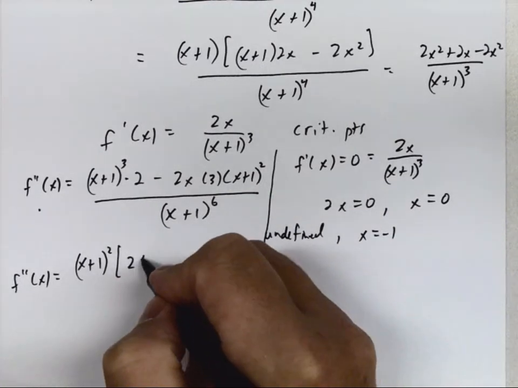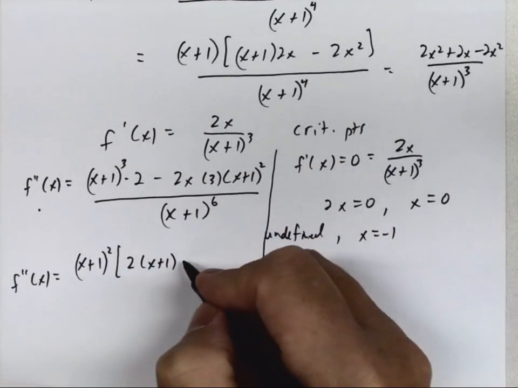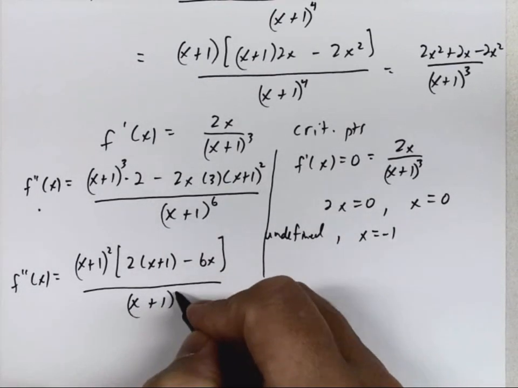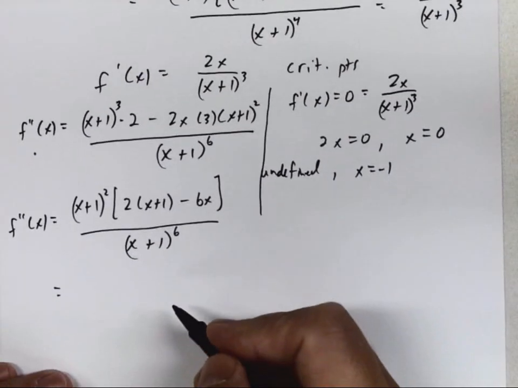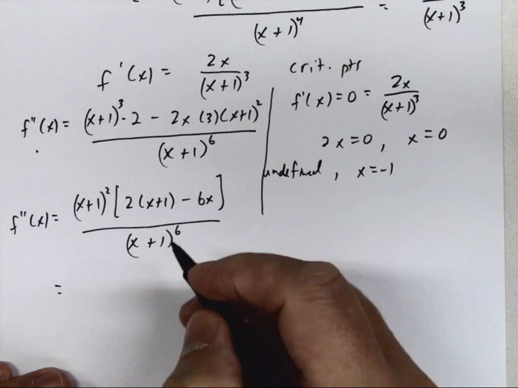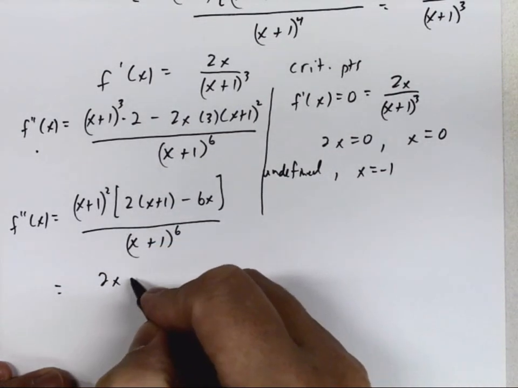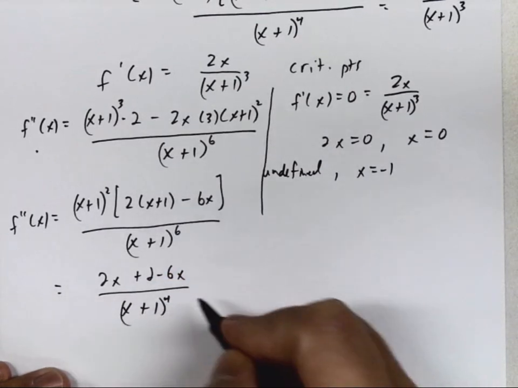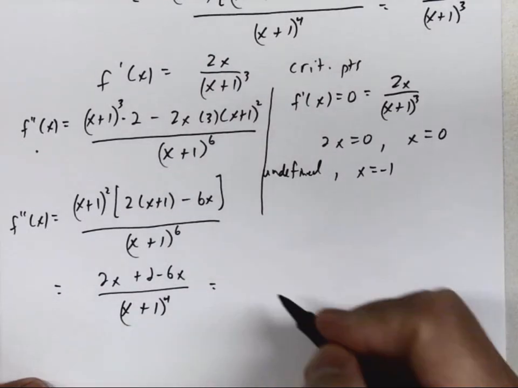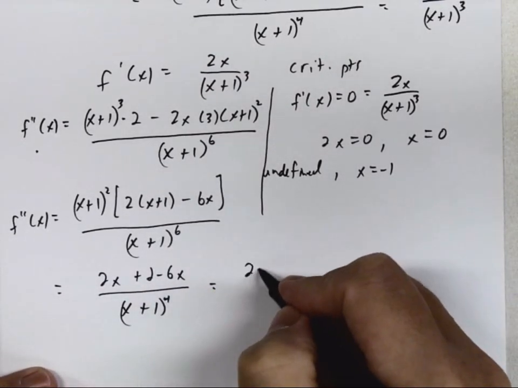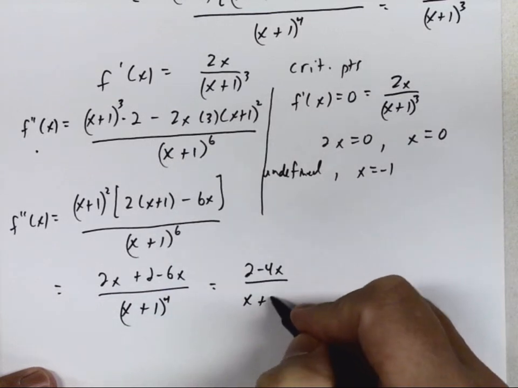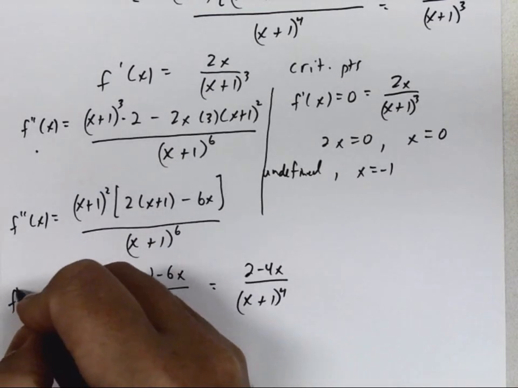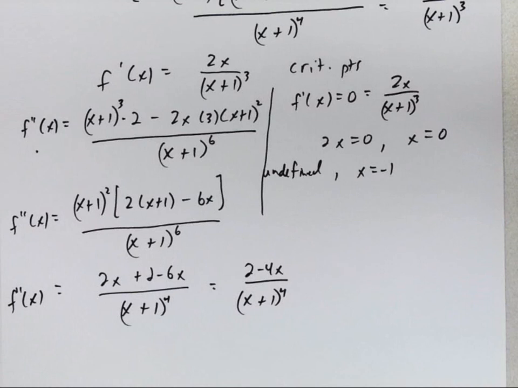So in here I have 2 times x plus 1 minus 6x over x plus 1 to the 6th. 2 of these cancel with 2 of these. If I multiply out, I think I have this, which simplifies down to the second derivative. Now the whole purpose of the second derivative is just to plug in my critical points and to see what I have.